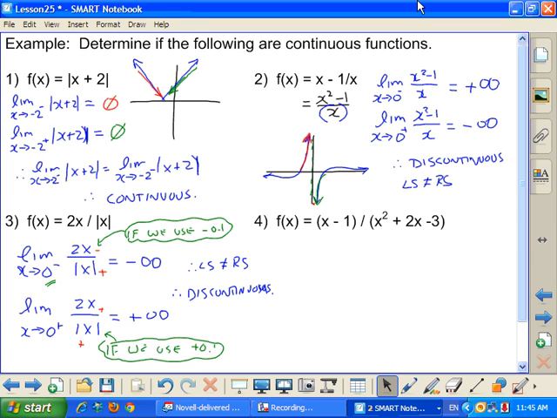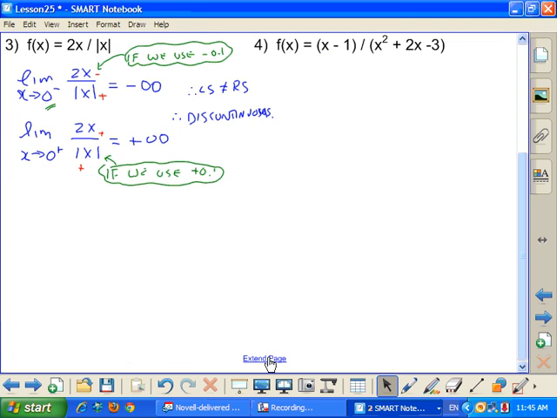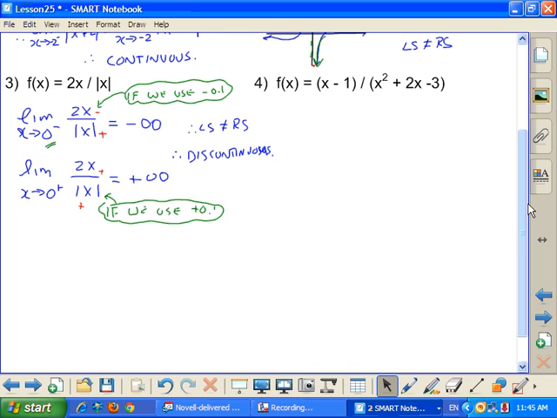Okay, moving on to example number 4 here. With this one, we need to factor that denominator so that we can get a better idea of what we're looking at, what's a key point here. So x squared plus 2x minus 3 would factor to (x plus 3)(x minus 1). So there's actually two issues here, okay? We have x equals 1 and negative 3 for asymptotes.